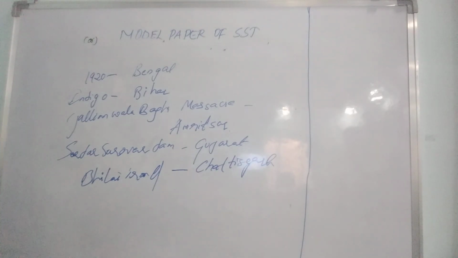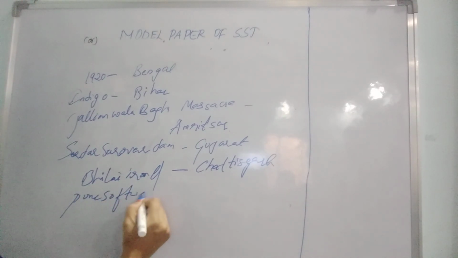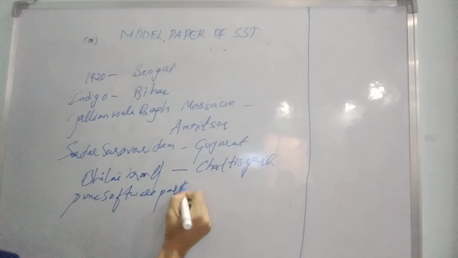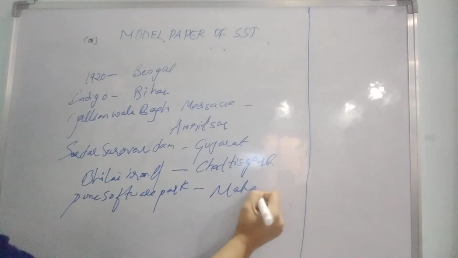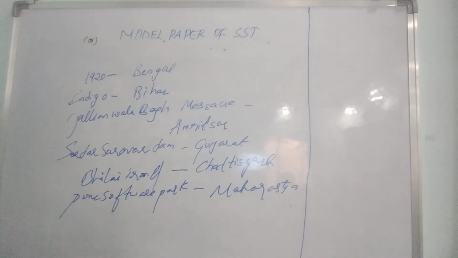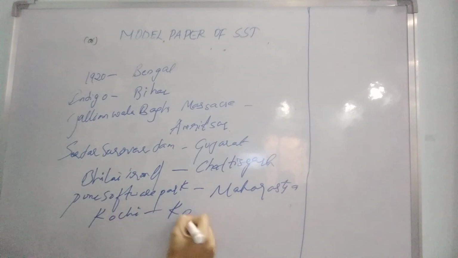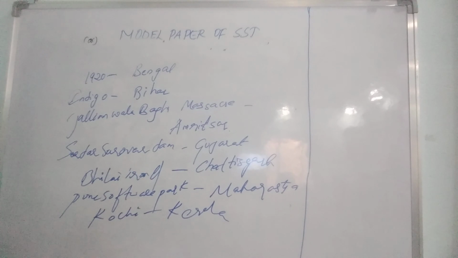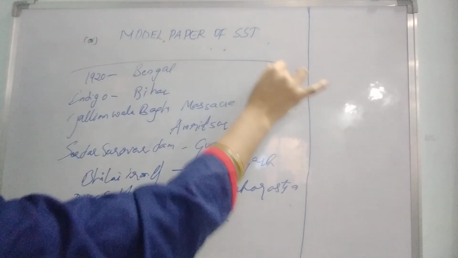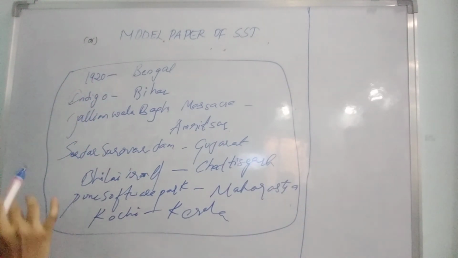Name the state where Pune Software Technology Park is located. Maharashtra. Okay, name the state where Kochi Seaport is located. Kochi, we all know, Kerala. Okay, like this it will have. These are important. Please read some GK questions for map based questions.